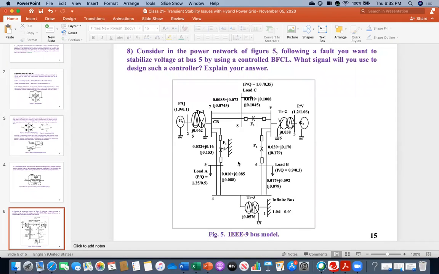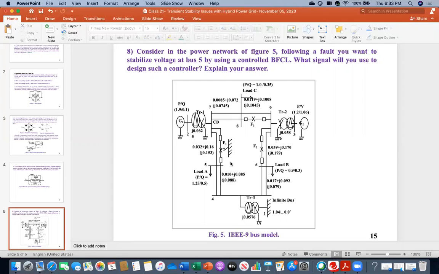So you noticed that once the fault happened, this bus is facing a voltage stability issue, and you want to stabilize this bus with the help of a controlled VFCL. Therefore, what should be the control input for that VFCL? What input did you write? I wrote TKED, because all the other machines are rotating machines, and we don't have renewables or DC sources like PV and others.